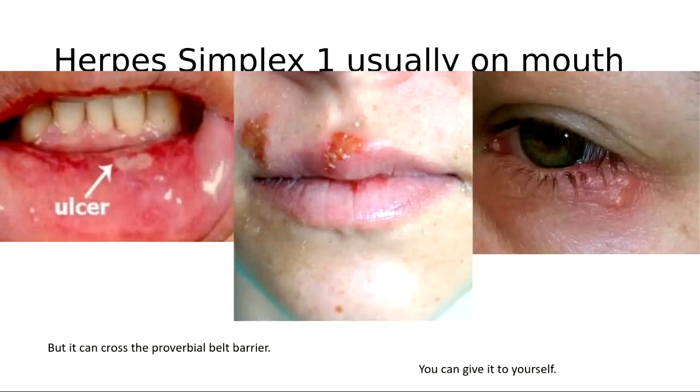Now, you have two types of herpes simplex virus. Herpes simplex 1, and you notice this usually is on the mouth. Here's somebody who's got it in their eye, and you could get it from scratching that sore and scratching your eye. But it sits dormant in the nerves that innervate the mouth, and then when you get stressed, it comes back out and gives you these cold sores or ulcers.